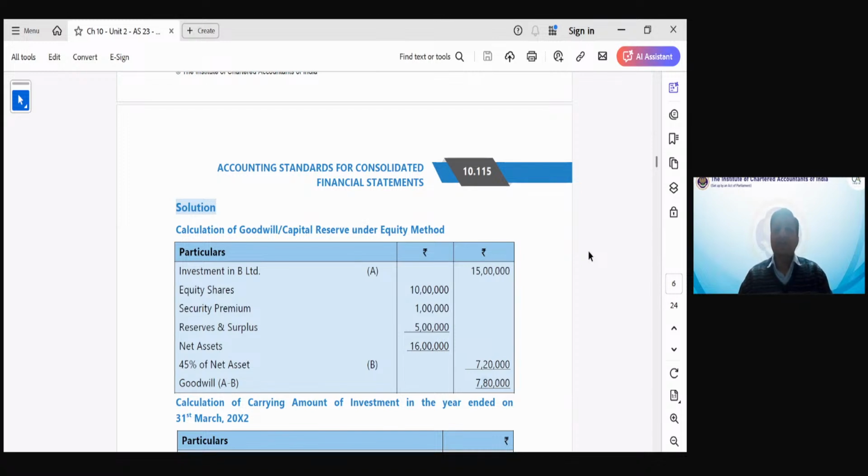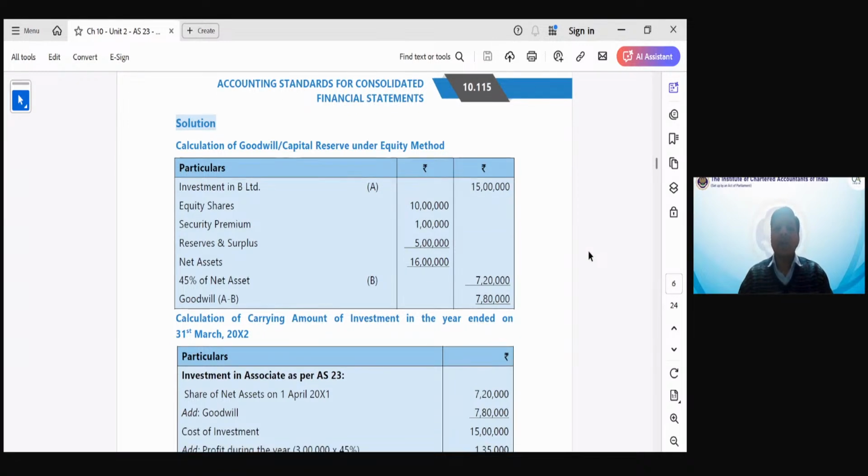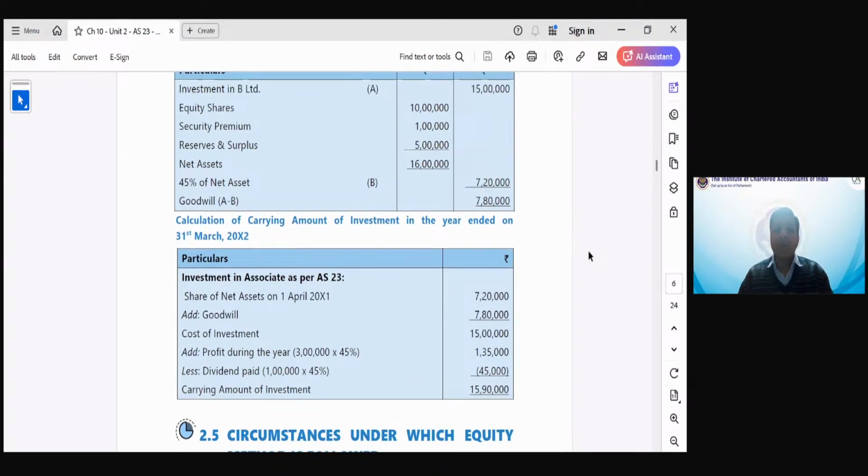Correct? Okay, now as we move further, what will happen? We'll start with this opening balance. Now, what is the opening balance? Our opening balance is 7 lakh 20,000, means the proportionate share of net assets, this one, correct? Plus goodwill. Goodwill is also there on the date of acquisition. And the sum total of this is what? Cost of investment. See, against that 15 lakh, what is it that A Limited acquired? Two things.